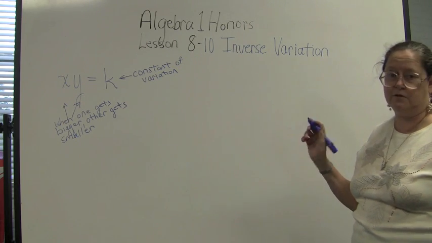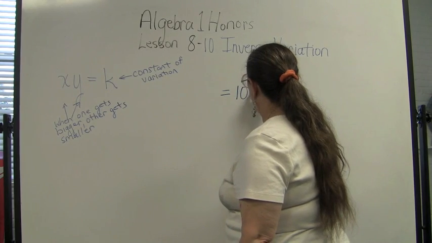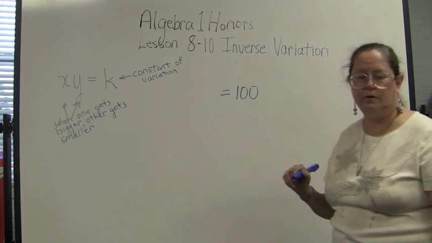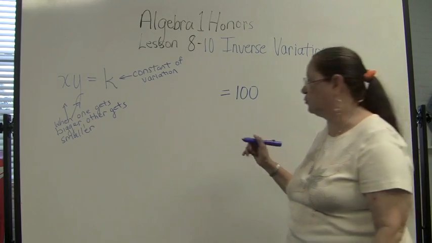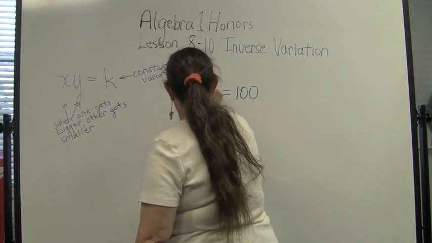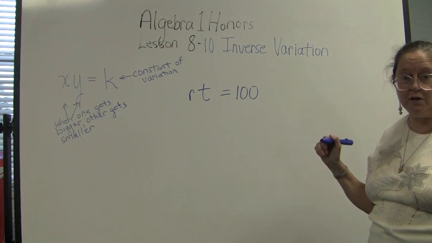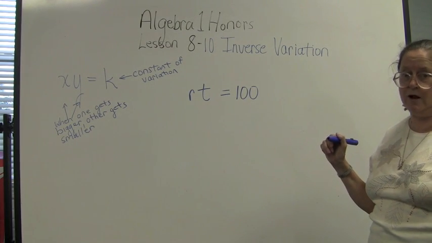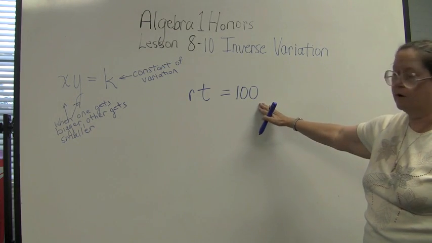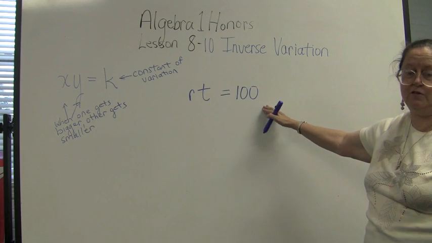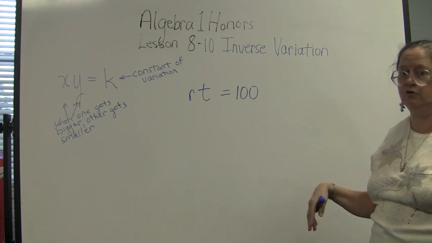So let's assume that the distance you want to go is 100 miles, okay? And the way we calculate distance is rate times time. Our speed times the amount of time that we drive that speed, okay? So this is going to be our constant of variation. This is going to stay the same. The distance from where I am to where I'm going is 100 miles. It's not going to change.